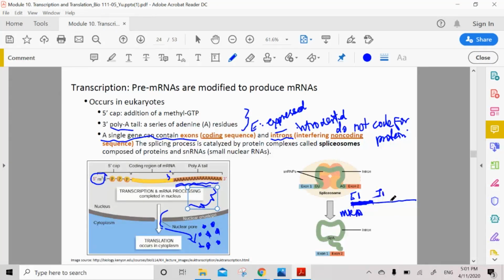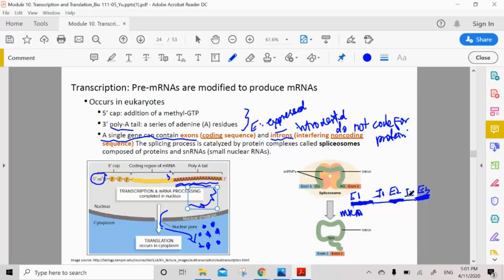This is intron, and then this segment is the coding sequence again. So that's exon 2, and then that's intron 2, and then over here you have another coding sequence. So let's say exon 3. So this is intron 2. So this is what the pre-mRNA looks like.